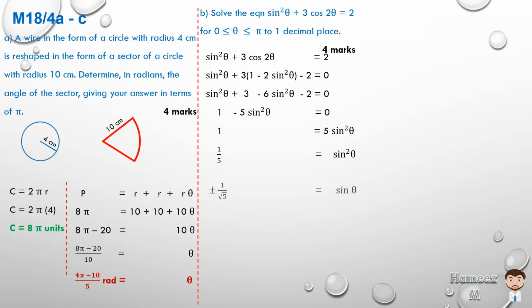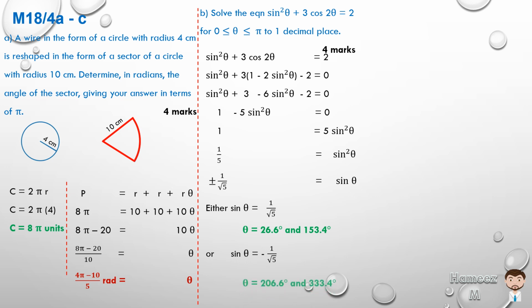So sine theta is equal to plus or minus the square root of 1/5. Either sine theta is equal to plus 1 over root 5. So theta is equal to 26.6 degrees and 153.4 degrees. Or sine theta is equal to minus 1 on root 5, which indicates that theta is equal to 206.6 degrees and 333.4 degrees. But if we look at the range, theta has to be from the first two quadrants, from 0 to pi. As such, the answers for theta are 26.6 degrees and 153.4 degrees.